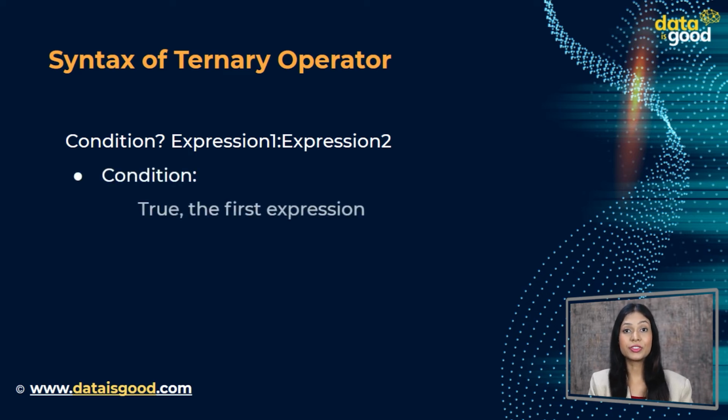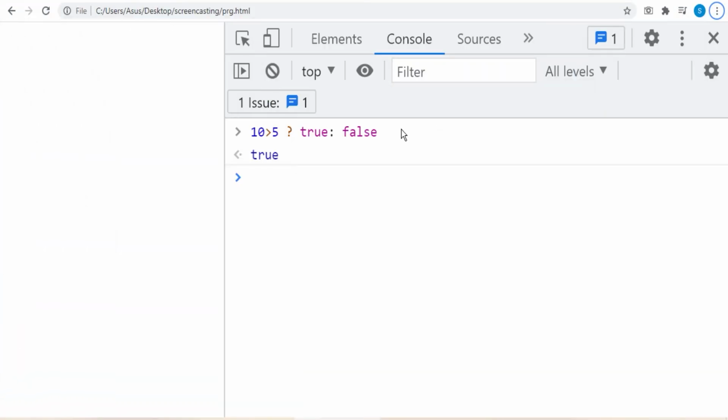If the condition is true, the first expression will get displayed. If the condition is false, the second expression will get displayed. And here is an example for a ternary operator. 10 greater than 5, question mark, true, colon, false. Output, true. So this code works exactly as an if-else statement would work. Since the condition is true, the first expression will be executed. So this is how we can work with if-else statements.